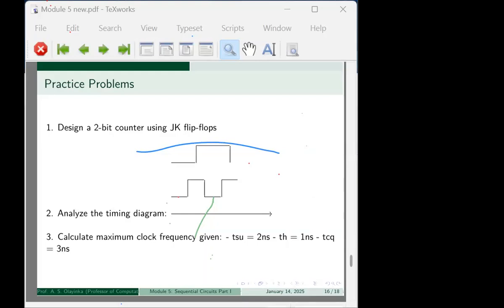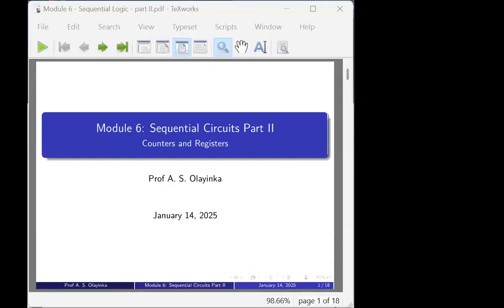Okay. So, in the absence of any questions, I want to stop sharing this and I will quickly share module 6 with you. I will run through that one also very quickly. Can you see that? Yes, sir. Okay, so in this one, we'll be looking at counters and registers.